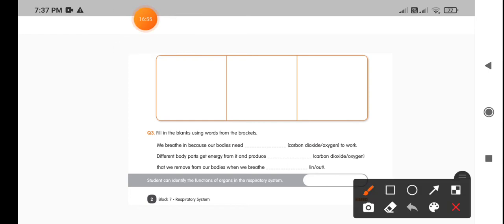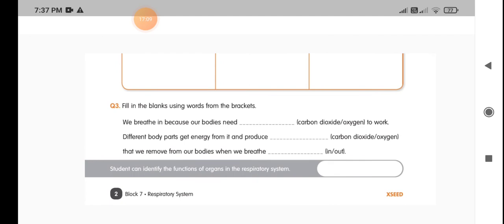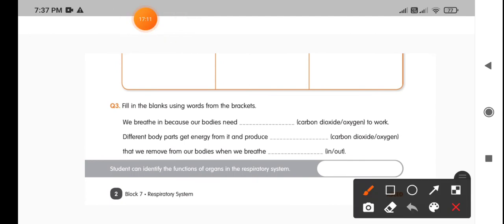You can write this. So we breathe in because our body needs oxygen. Why should we breathe? We have to breathe because our body needs oxygen for working. That can be supplied by breathing only. And different body parts get energy from it and produce something after taking the oxygen. What are they producing again? They are producing carbon dioxide.